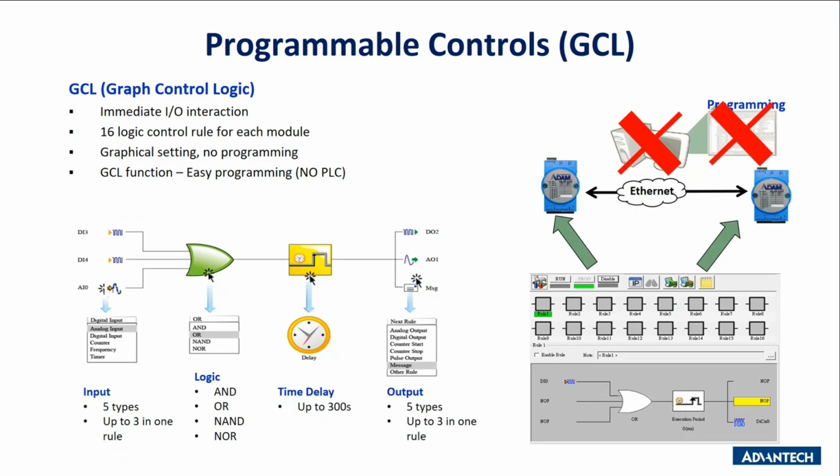Okay, our Adam 6000 series is equipped with graph control logic, which we also call GCL. With this feature, end users don't need to learn PLC programming because our I/O modules can do simple tasks for this. And they are also using graphical settings to configure the logic. You can see from the table in the slide the graphic flow and also the configuration page.